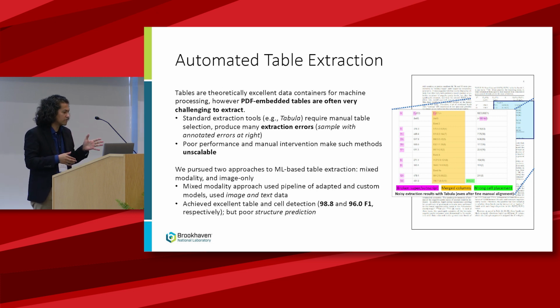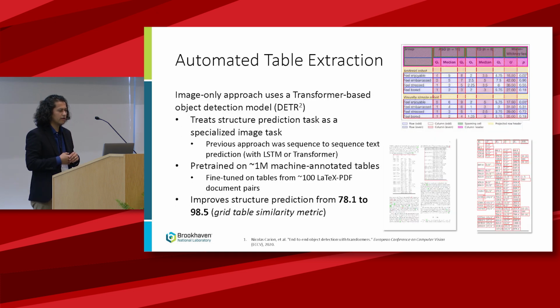We got really good performance on the detection parts of the problem. Make sure that you know where the bounds of the table are, make sure you know where the cells are located. You can see that the results are 98%, 99%, 96% F1. But the structure prediction, making sure that everything's in the right place, was still really hard, even after we tried to do a text-to-text correction model.